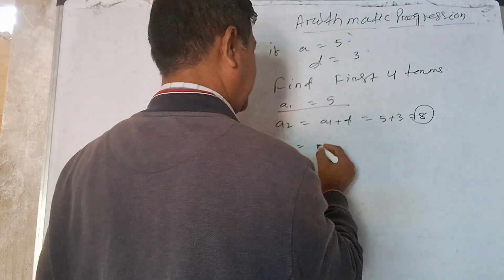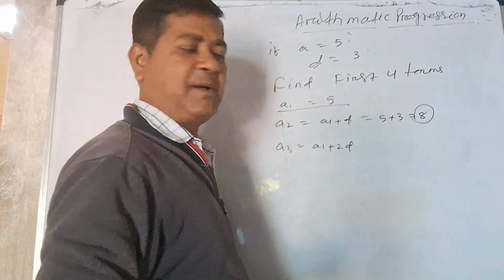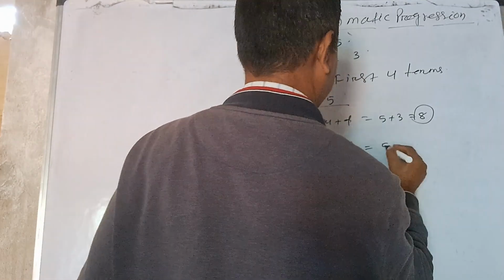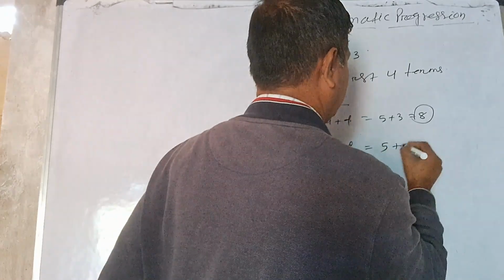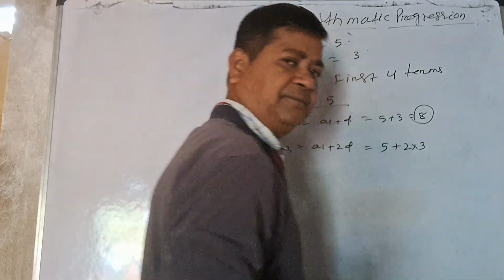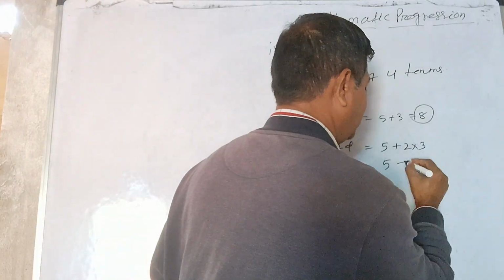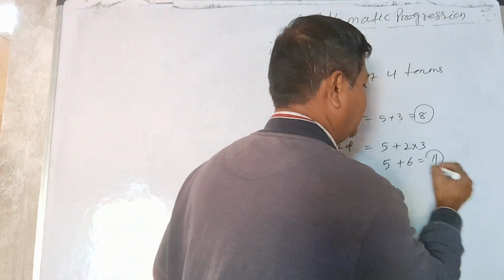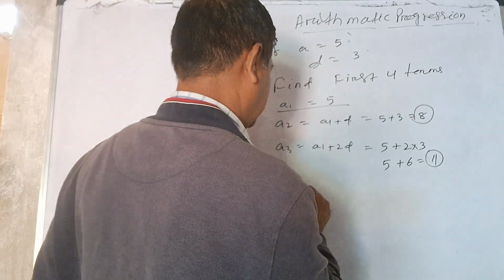A3 is A1 plus 2d. That means A1 is 5, the first term. 5 plus 2 into d, which is 3. 5 plus 2 into 3, 5 plus 6 equal to 11. A3 is 11. Similarly, A4.